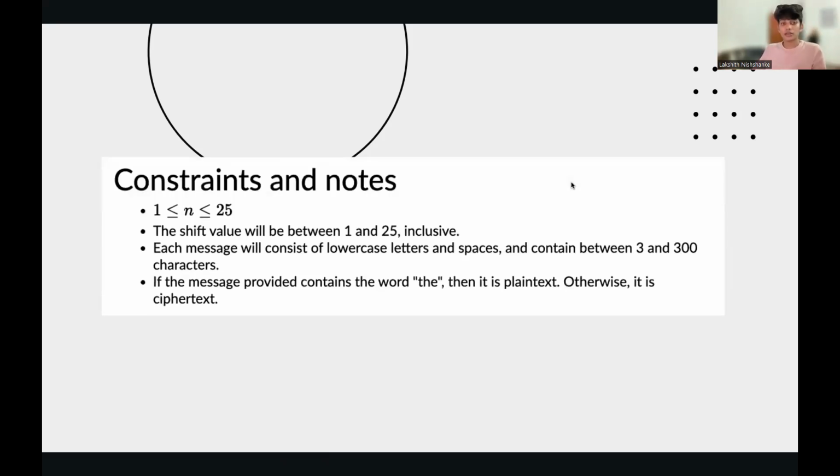So the constraint: n, the number of test cases, will be less than 25. Here 25 is an odd constraint, but we don't really have to focus on that because this is a really, really easy problem. In easy problems like these with small constraints, it does not really matter. The shift value will be between 1 and 25 inclusive. Makes sense because there are 26 letters in the alphabet.